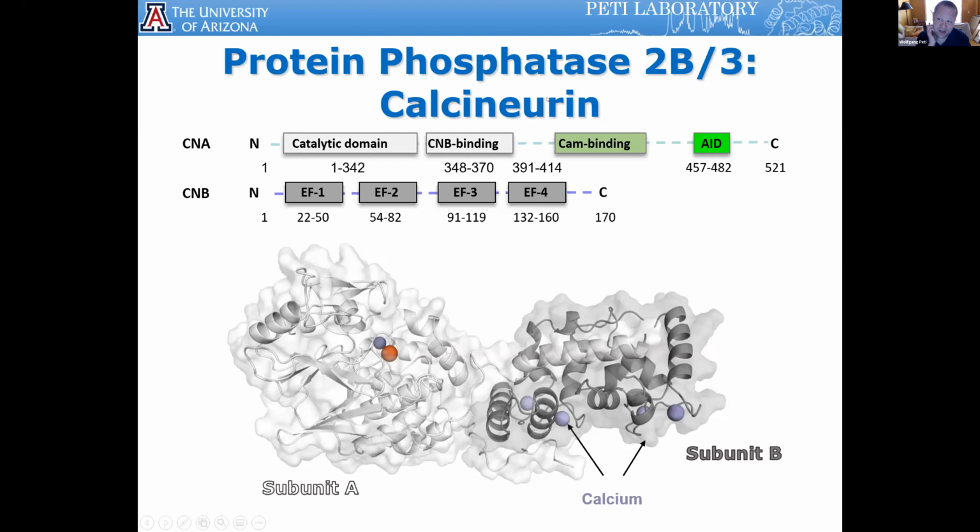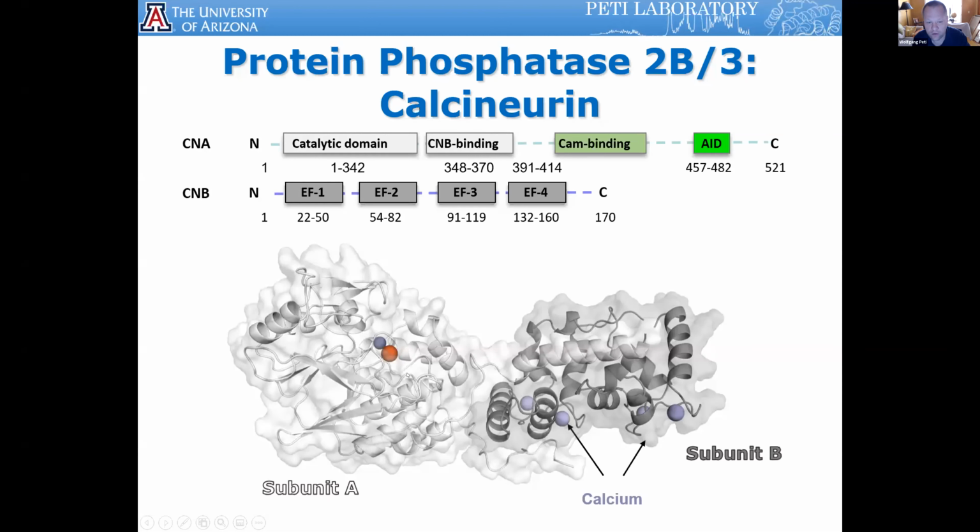This is a ubiquitous serine threonine phosphatase, very prominent in the brain. 1% of your brain mass is calcineurin. So this is a protein that exists out of two expressed proteins, the calcineurin A subunit, which includes the catalytic domain. And what I show you here, this is the active site.